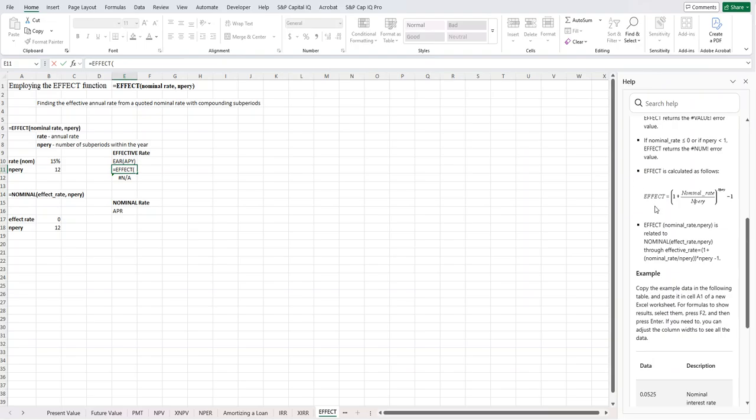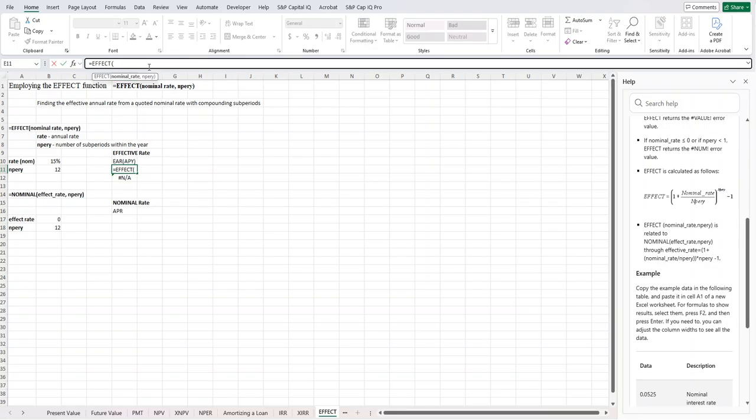Now, this is in your notes, but you'll see the effective rate is equal to 1 plus the nominal rate divided by the number of periods, to the power of the number of periods, minus 1. In this case, it would be 15% divided by 12, to the power of 12, minus 1. Okay. So first we want to select our nominal rate of 15%, and then we're going to type in the number of periods.